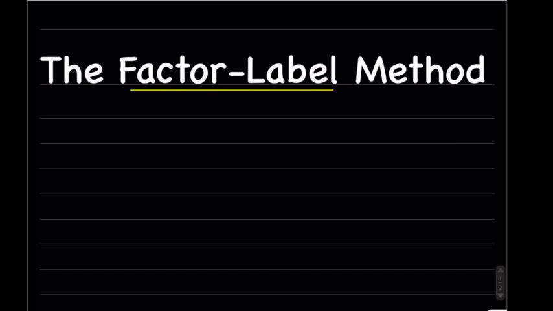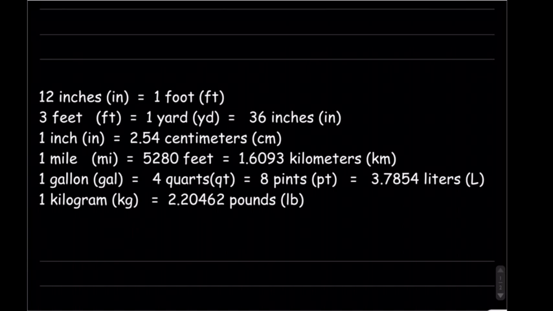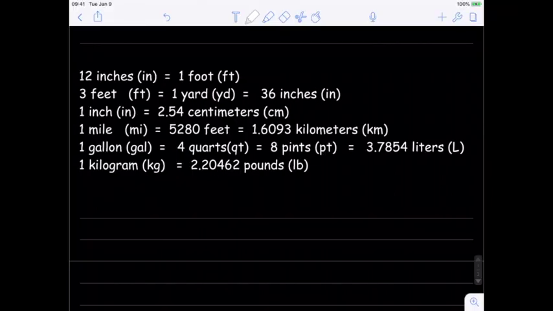So the factor label method is just a systematic way to convert units. Today you will need both your calculators and your unit conversion tables handy. Okay, so for this lecture what we're really going to do is just a couple practice problems. We're just going to model how to do factor label method. So let's see, our first question.